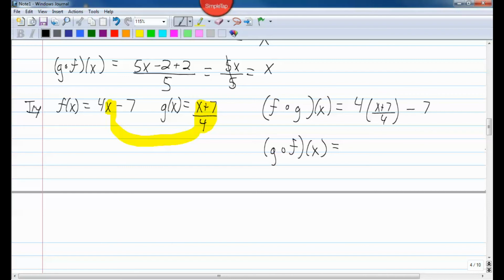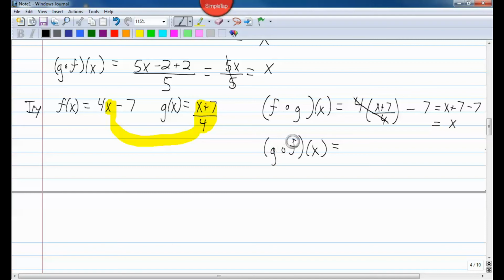Alright, now, since you're multiplying, you can cancel this 4 and the 4 in the denominator out. And I'm going to be left with x plus 7 minus 7. The 7's cancel out, and I'm left with just x. Okay.